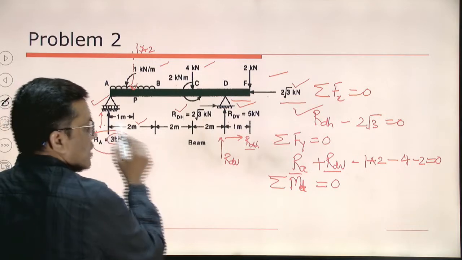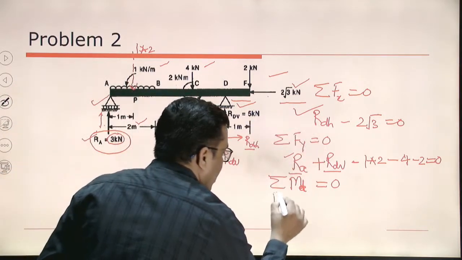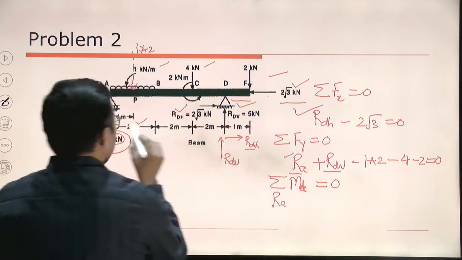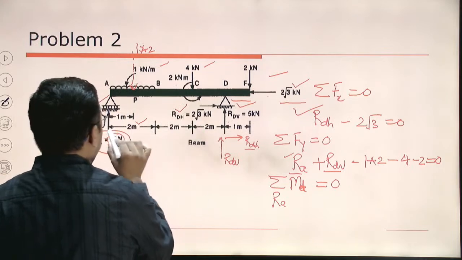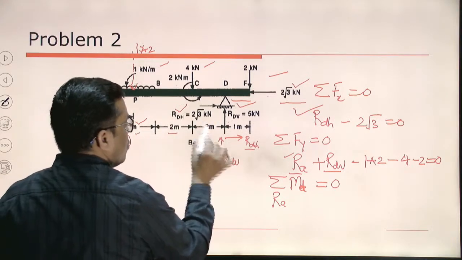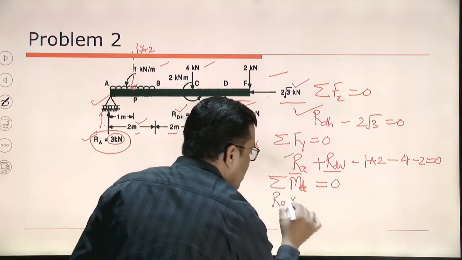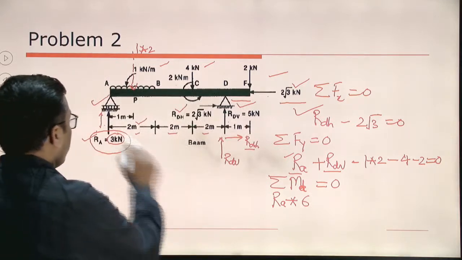So first start from RA. This is the one force. So what will it be? RA, moment is force into perpendicular distance. So what is the distance between RA and D? It is 2, 2, 2. So RA into 6. This is the one. Okay.